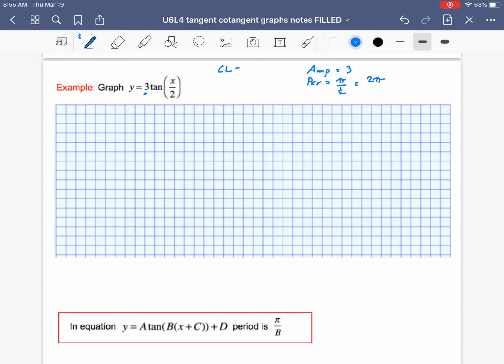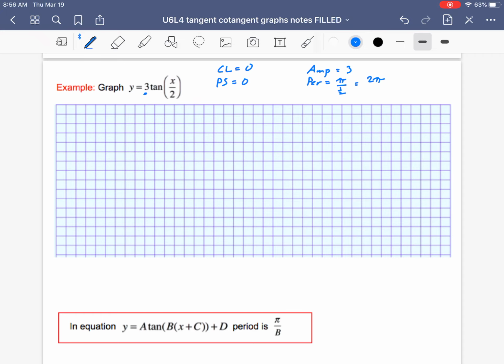The center line is 0, and the phase shift is 0, because we don't have any numbers added or subtracted to x, which would affect the phase shift. We have no numbers added or subtracted on the outside, so we don't have a center line change. All right.